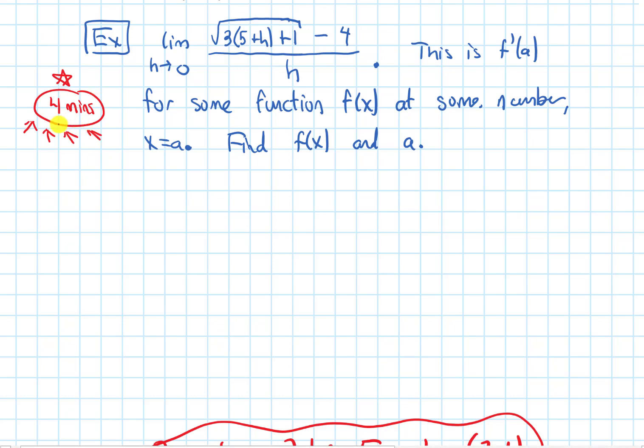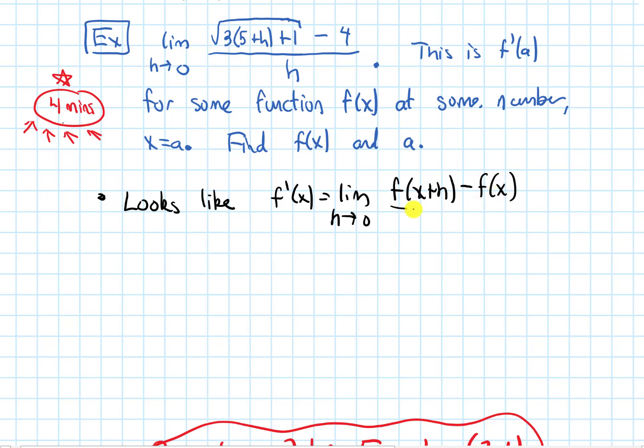All right, so hopefully you did that. Hopefully you paused it and tried it for 4 minutes. Let's talk about it together. So this limit looks like our other form. It looks like f prime of x equals the limit as h approaches 0 of f of x plus h minus f of x all over h. It looks like that form.